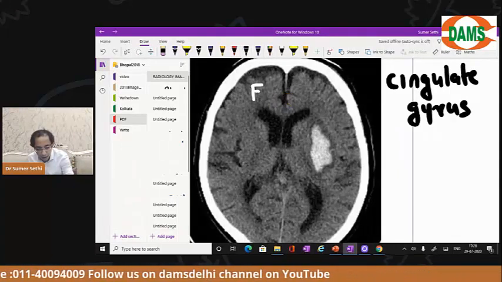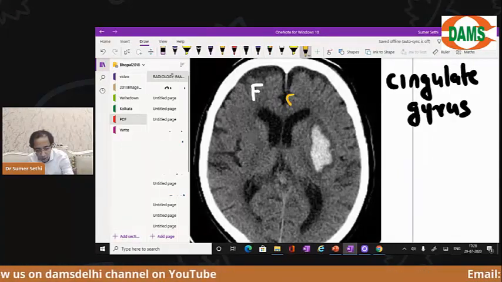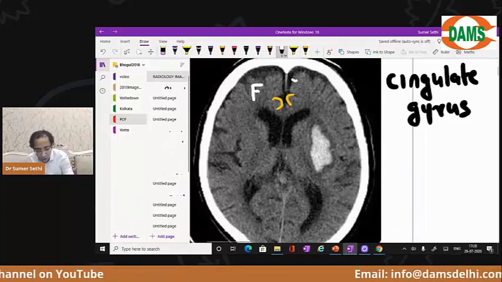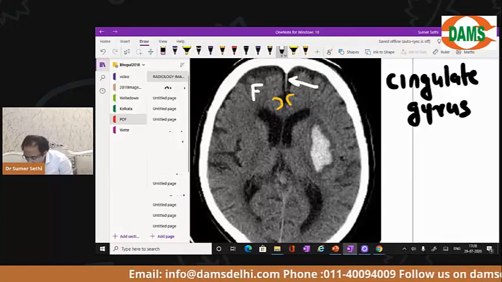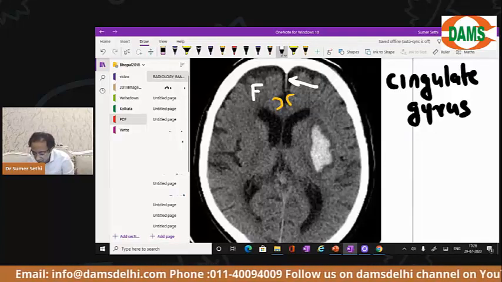Okay, that is called the cingulate gyrus. You can still see the falx cerebri anterior to it.